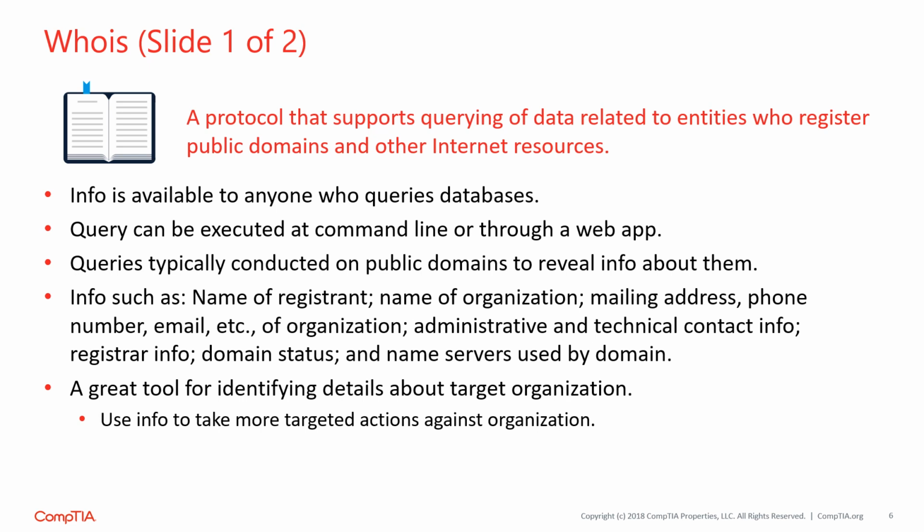So let's dig into these open source intelligence tools one by one. Start with whois. Whois is actually a protocol that supports querying of data related to entities that register public domains and other internet resources. Usually, information about entities is available to anyone who queries the database using whois. Whois allows you to search a database of registered users of domains and IP address blocks and can provide useful information about an organization or individual based on their registration information.